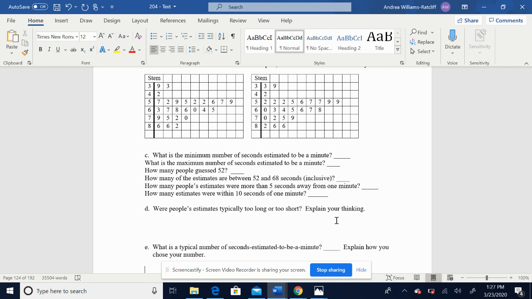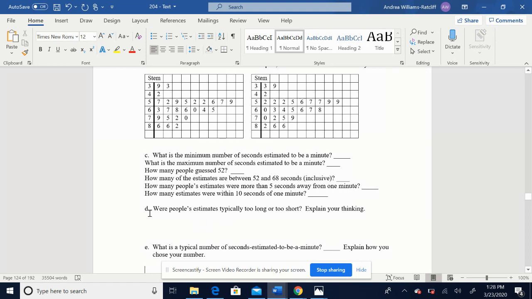How many people's estimates were more than 5 seconds away from a minute? Okay, so if we think about that, a minute is 60 seconds. So 5 seconds less would be 55 and below. 5 seconds more would be 65 and above. Okay, so 1, 2, 3, 4, 5, 6, 7 below, and 1, 2, 3, 4, 5, 6, 7, 8, 9, 10 above. So 17 were more than 5 seconds away.